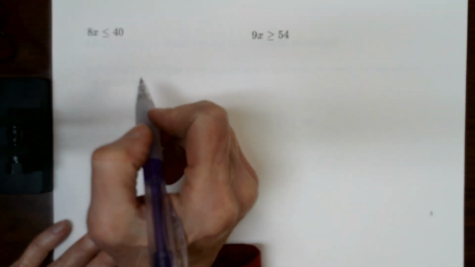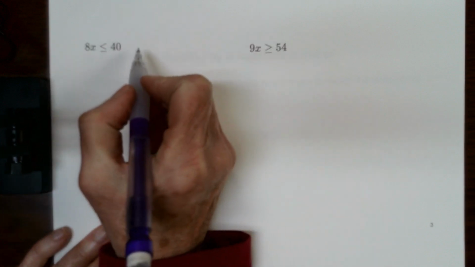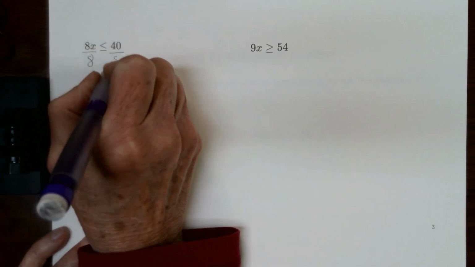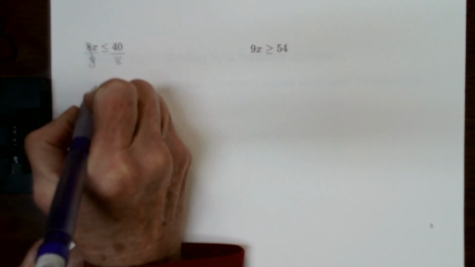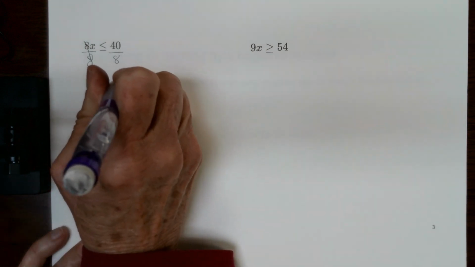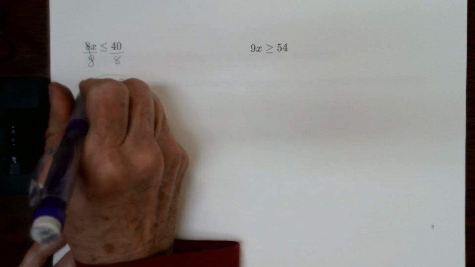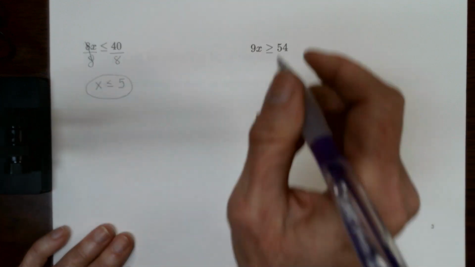If I have something that's multiplied by the variable, the way that I get rid of that is I'm going to divide. So 8 times x, the way that I have to get rid of that 8 is I divide both sides by the 8. On the left-hand side it goes away, and I'm left with x. And on the right-hand side I have 40 divided by 8, which is 5. So x is less than or equal to 5.